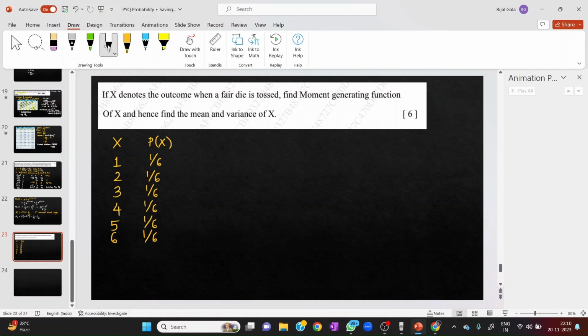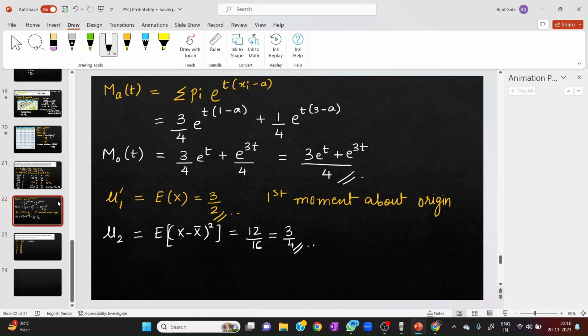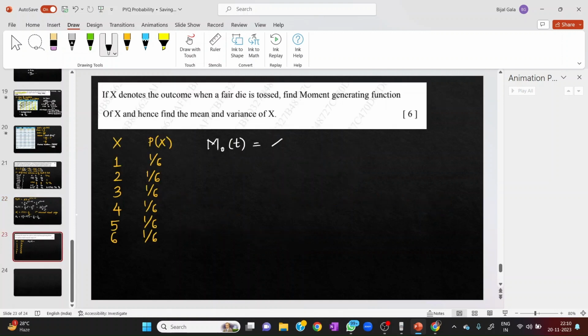The question asks for the moment generating function. When not mentioned, you will assume it is around the origin only. Otherwise, they will ask for the central moment if it is not against the origin. As we saw in the formula, it is the summation of p_i times e raised to t times x_i, with a = 0 here. So, p_i times e raised to t times x_i.